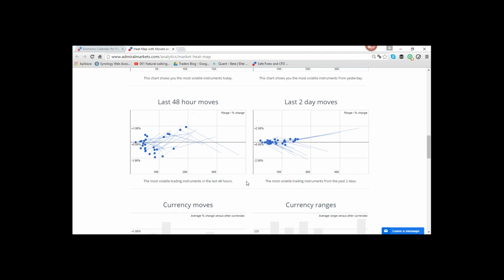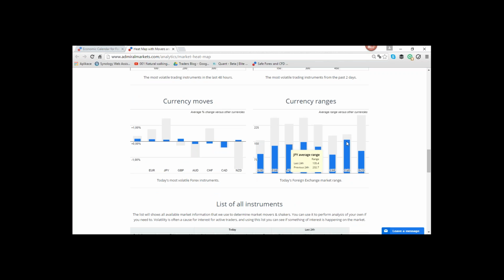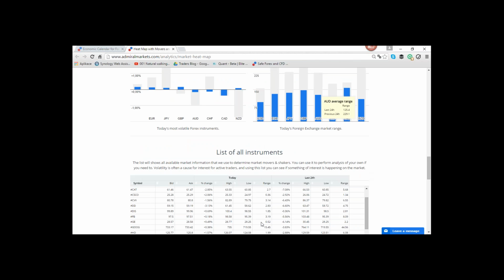Here below, let's take a look at the ranges. CAD number one. Wow, that doesn't happen too often. Pound second. Dollar very low. Aussie shared third. All right. Okay, so we got some information there from this table. Let's take a look at the market now.